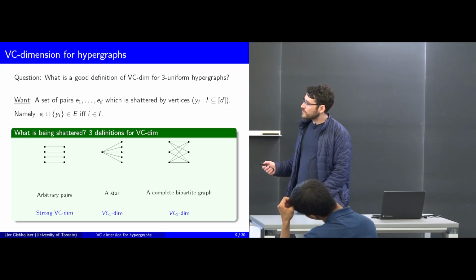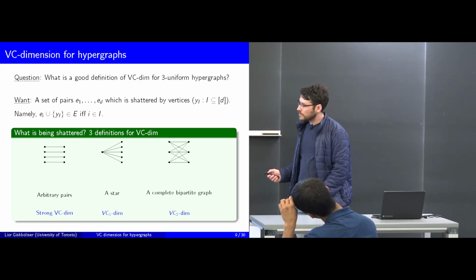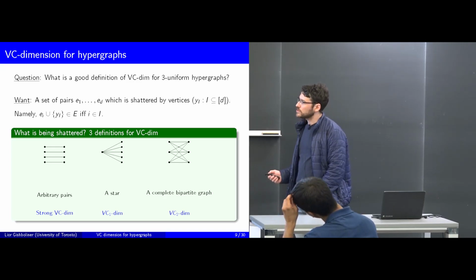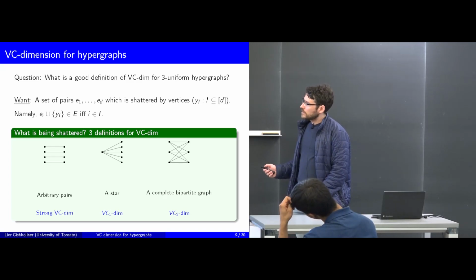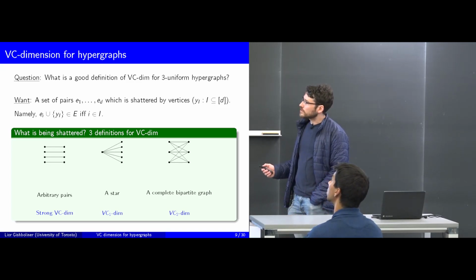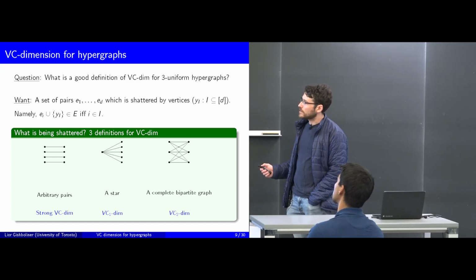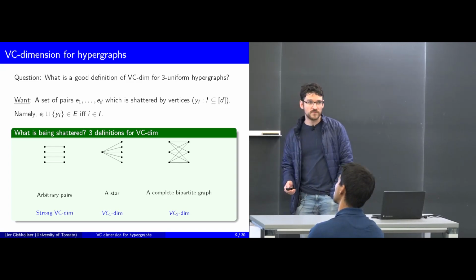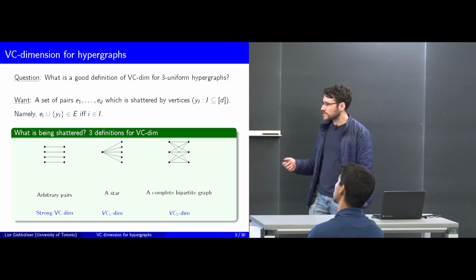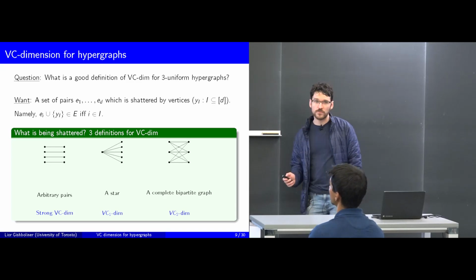Another situation is if I require these edges to form a star. This is called VC1 dimension. And a third situation that people look at is that if I require these edges to form a complete bipartite graph. This is called VC2 dimension. And I'm going to talk about each of these.